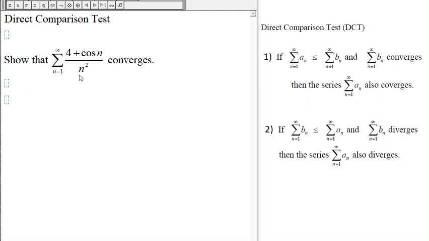Here we have the series (4 plus cosine of n) divided by n squared, and we want to use the direct comparison test to show that this infinite series converges. And once again, to use the direct comparison test, we have to come up with a series b sub n, and we have to show two things: that the series a sub n, which is the given series, is less than or equal to the series b sub n, and we also need to show that the series b sub n converges.